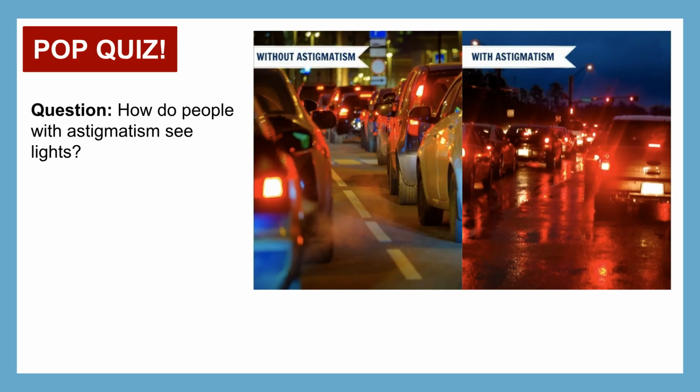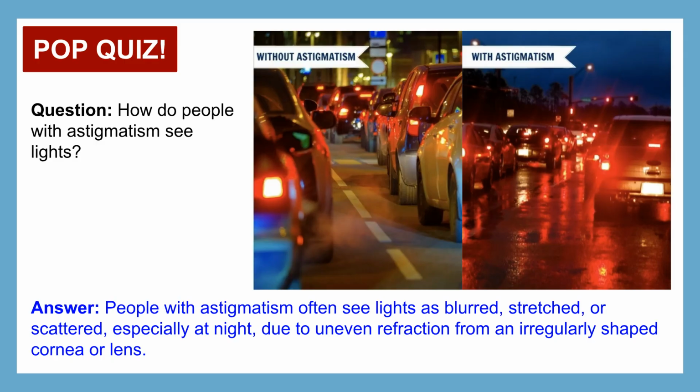This pop quiz asks how people with astigmatism see lights. Astigmatism happens when the cornea, or lens of the eye, is not evenly curved. Because of this, light entering the eye is refracted by different amounts in different directions. Instead of focusing to a single point, the light spreads out. This causes lights to appear blurred, stretched, or scattered, especially at night, like car headlights or streetlights.